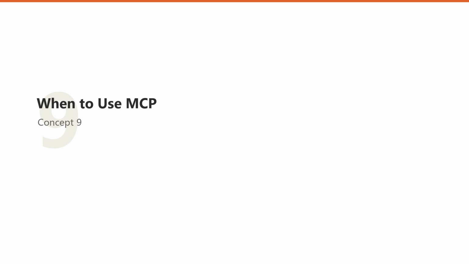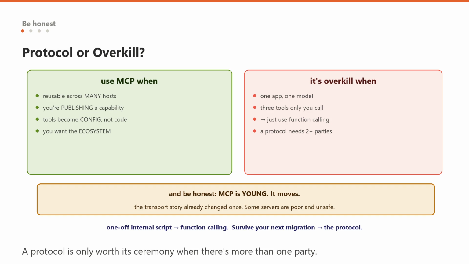Concept 9. When it earns its place, and when it is ceremony. Use MCP when the integration needs to be reusable across more than one application. That is the entire value proposition, and if you only have one host, you are getting very little from it. When you want to publish a capability others can consume, so a vendor writing one server and having every assistant supported is precisely the intended shape.